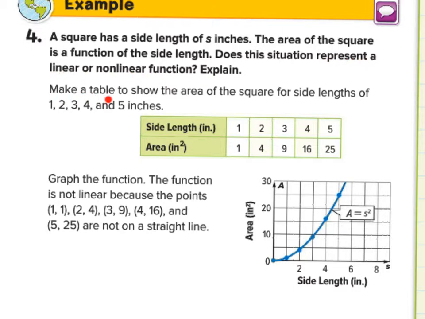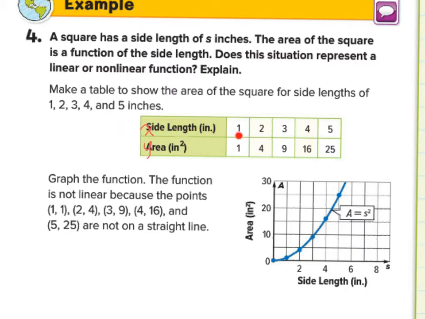Explain. Make a table to show the area of the square for a side length of 1, 2, 3, 4, and 5 inches. So we're just going to make a square with each side 1 inch, a square with each side 2 inches, and so on. Remember that area is length times width, so that would be the rule between our x and our y. So here's our x and here's our y.